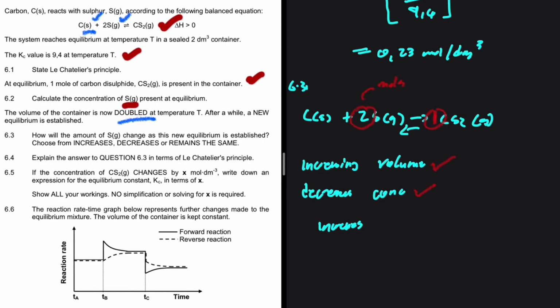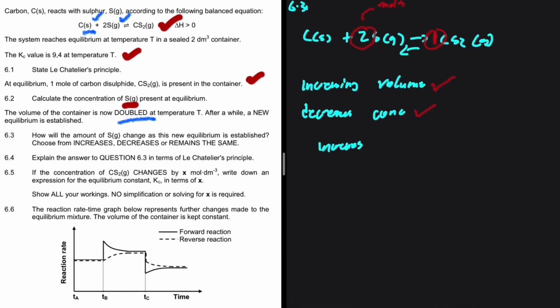Let's take a look at 6.5. If the concentration of CS2 changes by x mole per decimeter cube, write down an expression for the equilibrium constant Kc in terms of x. Show all your workings. No simplification or solving for x is required. Let's go ahead and take a look. The Kc is not going to change because in order to change the Kc value, we need to change the temperature, right? So the Kc is still equal to 9.4. The only change that is occurring is with regards to the concentration.